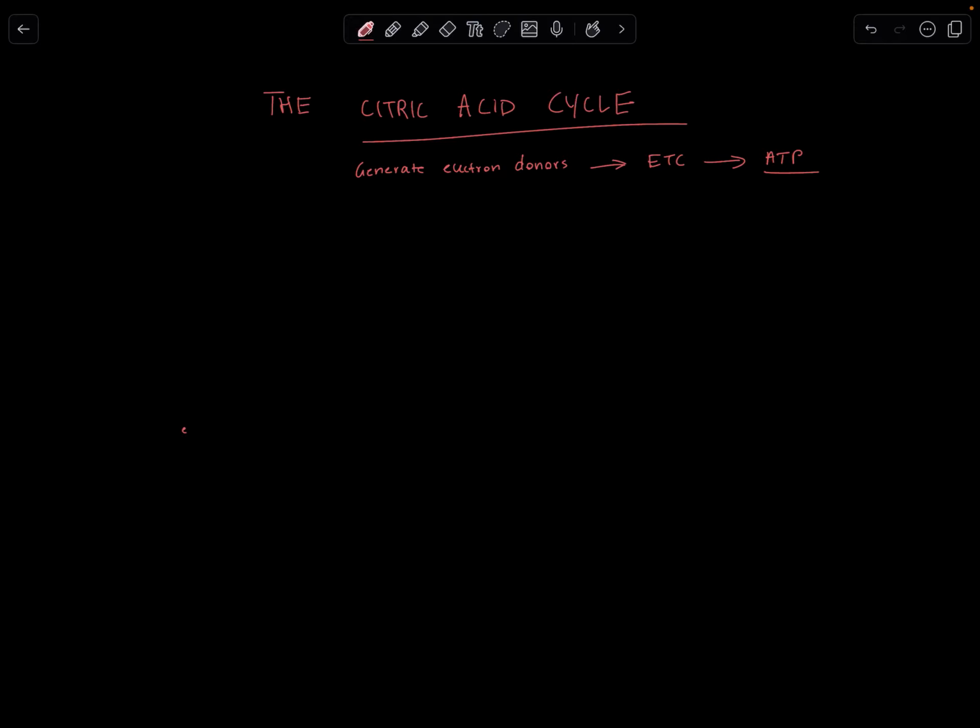What is the purpose of the citric acid cycle? Why do we need it? We need it so that we can generate electron donors. These will be our NADs and FADs, as I like to call them, NADH and FADH2, which are then going to go into the mitochondria and the electron transport chain and donate those electrons in order to finally allow for the production of ATP. And we know that ATP is very important, and it's basically what gives us energy and allows us to survive.